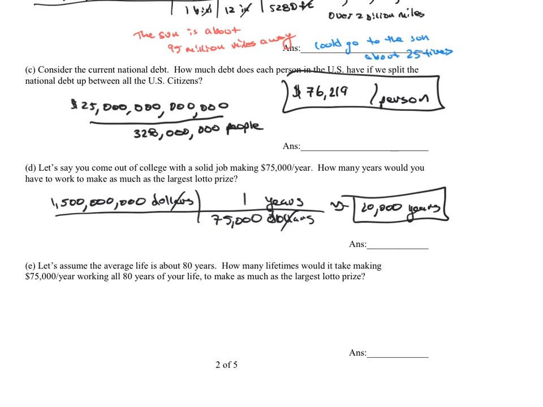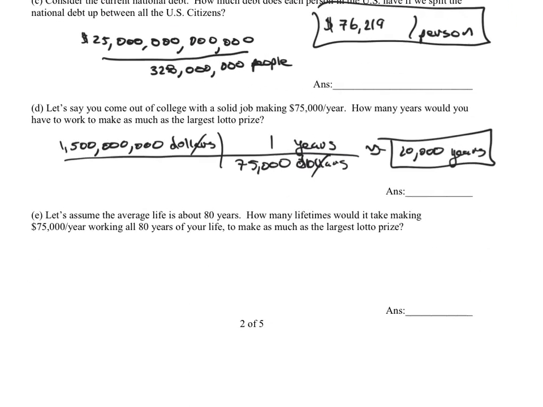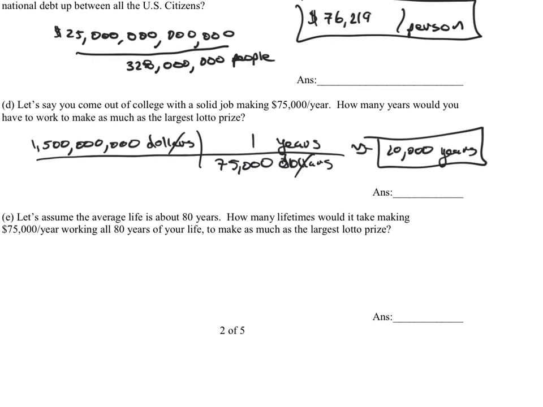It says, let's assume the average lifespan is about 80 years. How many lifespans would it take making $75,000 a year, working all 80 years of your life? So you're born, you're pushed out in your diaper, you're put into the workforce, you work, then you die, and then you're born, and you work, and then you die. So if you did that, how many lifetimes would it take? Well, we have 20,000 years is how long it takes to make $1 billion. So let's take the 20,000 years, and we know that 80 years is one lifetime.